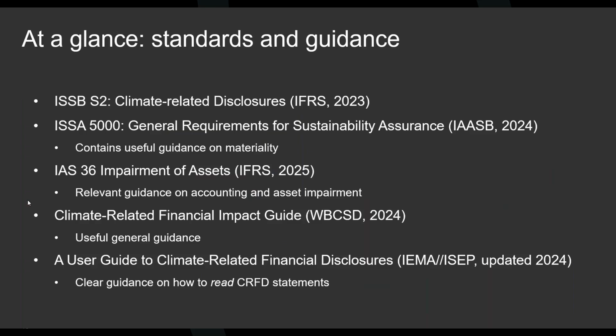So the ISSB S2 is the IFRS climate-related disclosure document itself. ISSA 5000 contains some really useful guidance on materiality that we'll be touching on later in the presentation. And IAS 36 is an accounting standard about asset impairment and writing down asset values effectively. The WBCSD climate-related financial impact guide is a really useful general guidance, well worth a look. I recommend having a look at that if you've not got to it already.